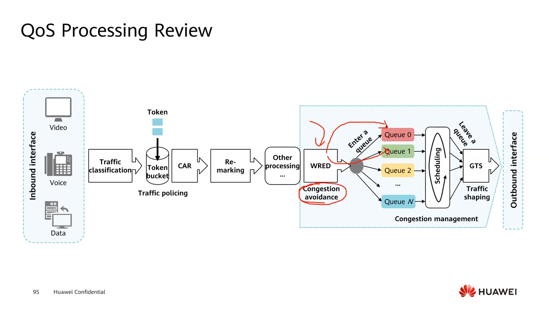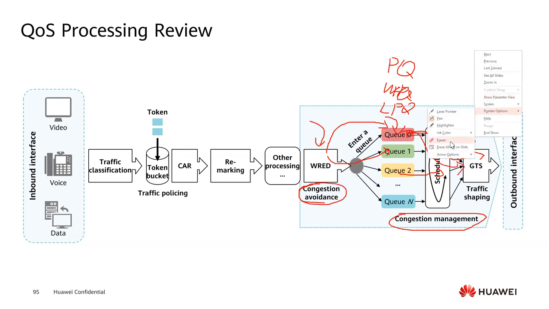Okay. Then when it's going to the queue, the packet is waiting here and waiting for congestion management, those tools to do the scheduling, to allow them to go out. We can use PQ, WFQ or LPQ to decide whether this queue should go out first or maybe this queue should go out first. Okay, this is congestion management. And after that, after scheduling, the packet will go out.